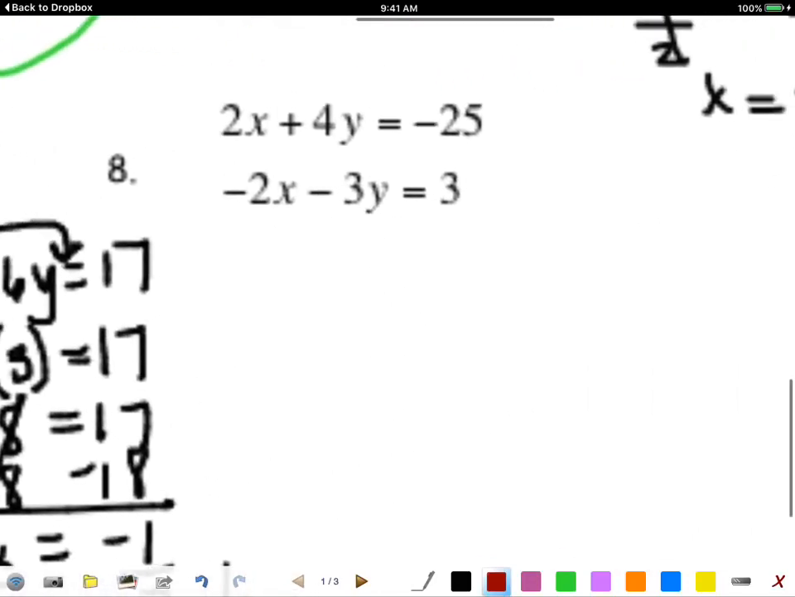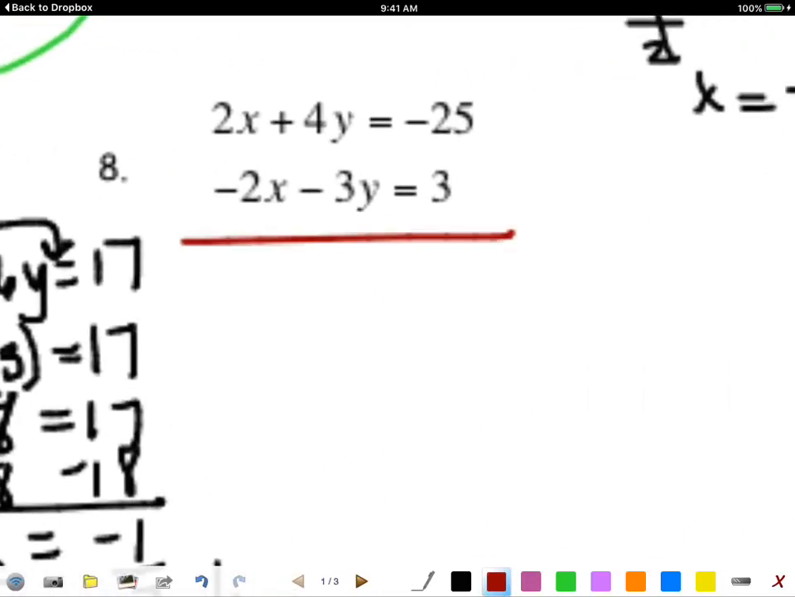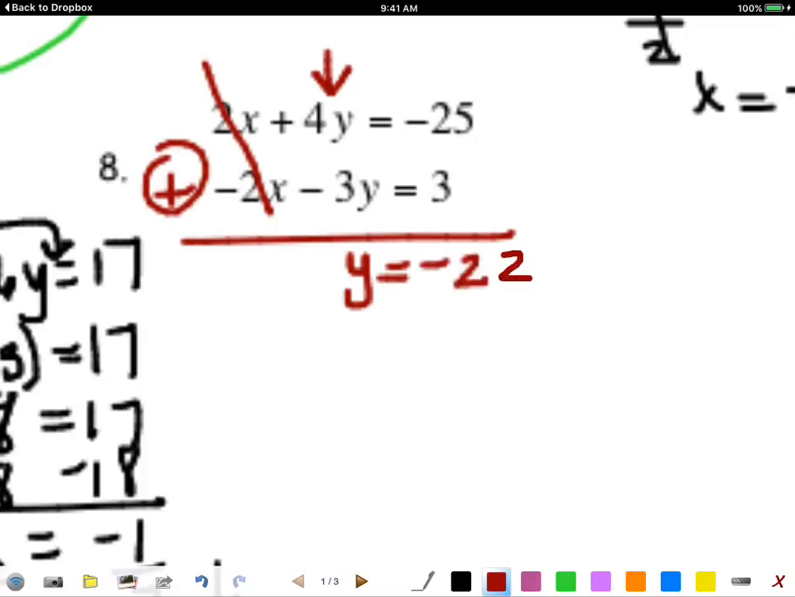Okay, last one. You can see that 2x plus negative 2x is going to make 0. 4y plus negative 3y is a 4 plus negative 3 is a positive 1y, or just y. Negative 25 plus 3 is a negative 22. Well, now you already have y. You don't have to do anything else because y is equal to negative 22, so you're just done there. So you set up your ordered pair, and your negative 22 goes right here.